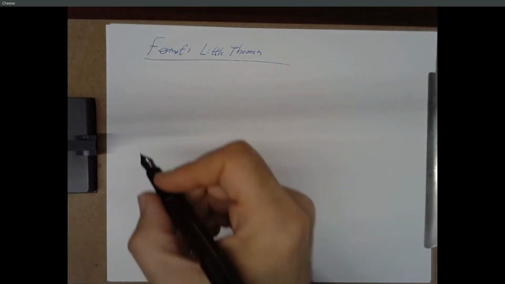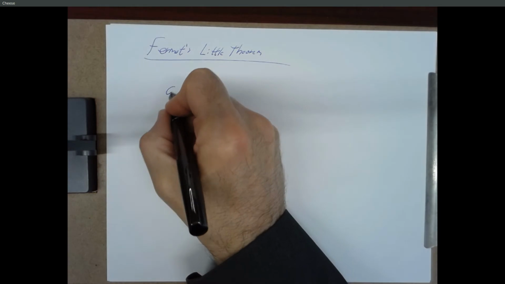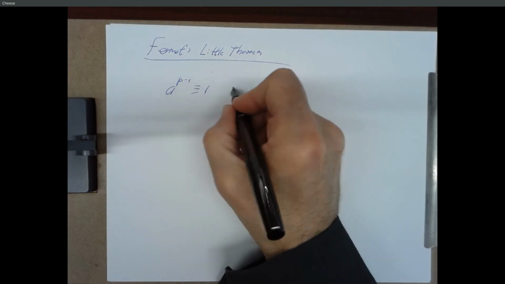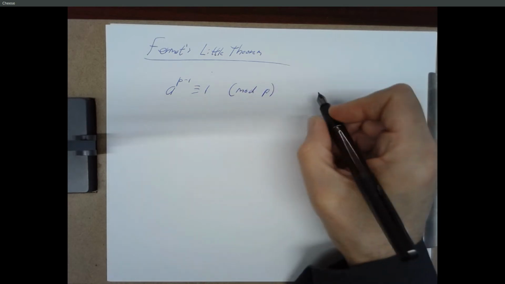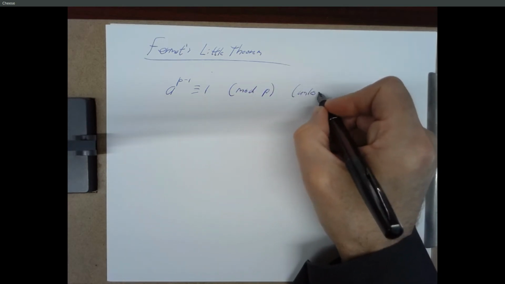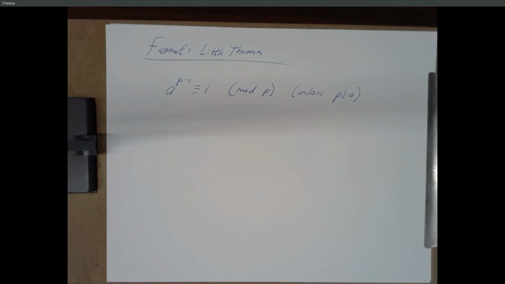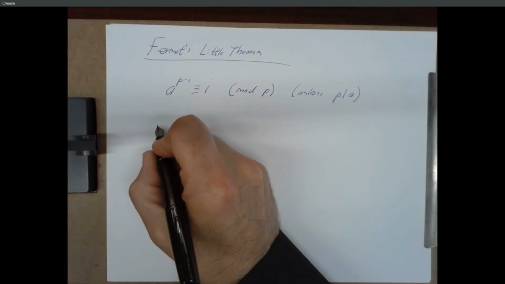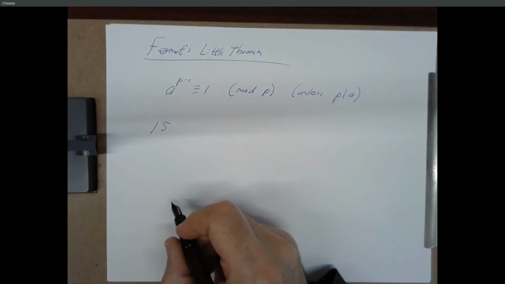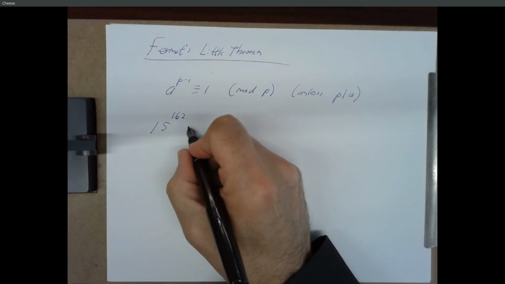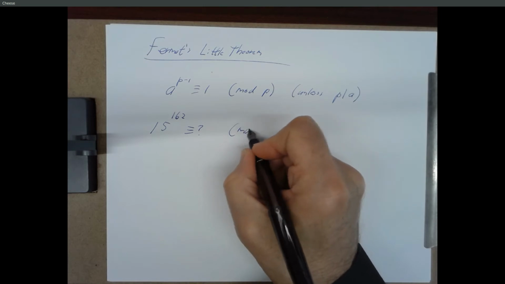So under usual circumstances, a to the p minus 1 is congruent to 1 modulo p, unless p divides a. If a is congruent to 0 mod p, then a to the p minus 1 is 0. But in general, a to the p minus 1 is congruent to 1 mod p. And so this is useful, for example, if we want to calculate 15 to the 162nd modulo 17.